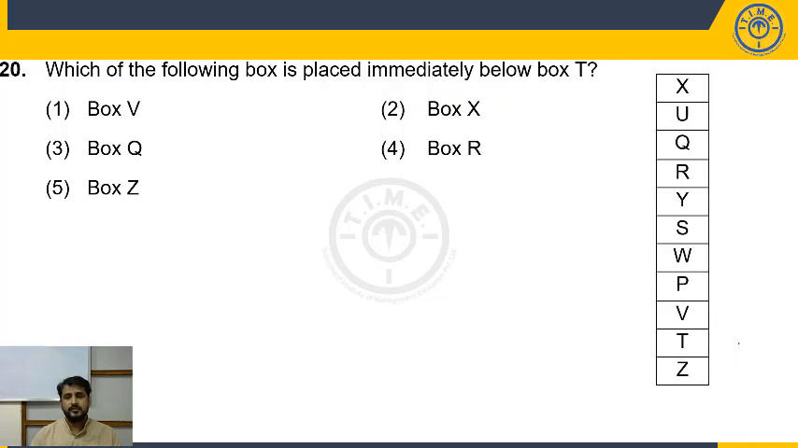Which of the following boxes is placed immediately below T? Immediately below T is box G. Choice 5.